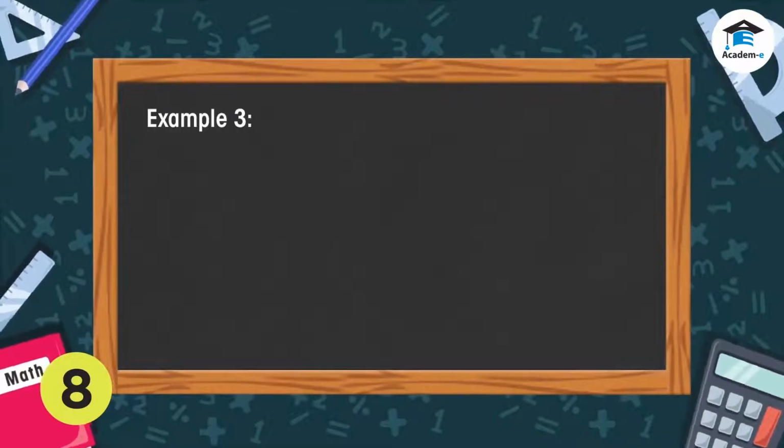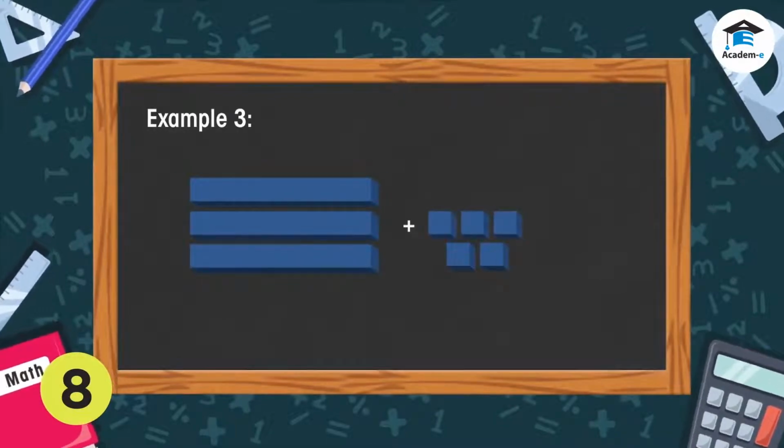Let's now have a combination of longs and cubes. What number is represented here? The 3 longs make 30, and the 5 cubes represent 5. All these together represent 35.